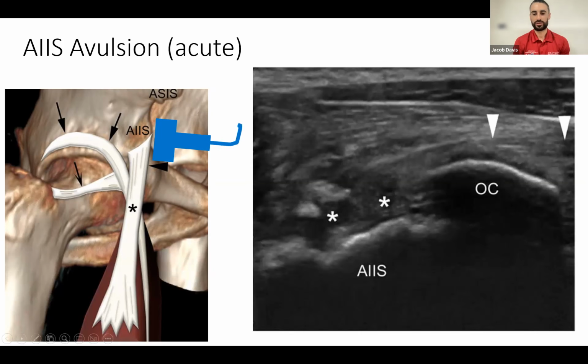You can see the direct head that's still attached to the ossification center, but that is not attached to the AIIS. And you can see that this is an acute avulsion injury. This is, I believe, somebody that presented within a week. And this is what it looks like acutely on ultrasound. So you'll see that the ossification center is detached there, and then the irregular AIIS.